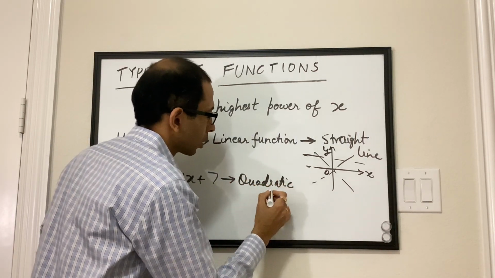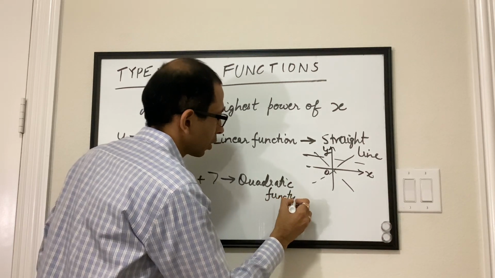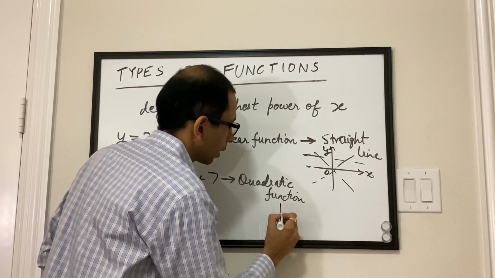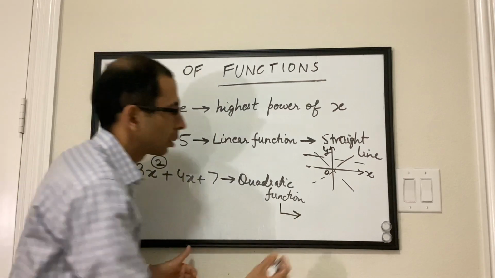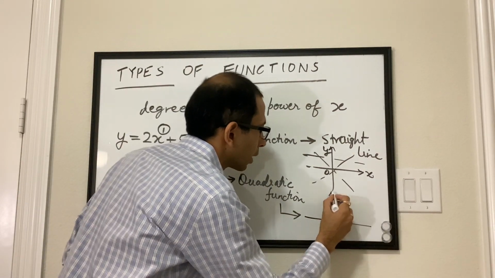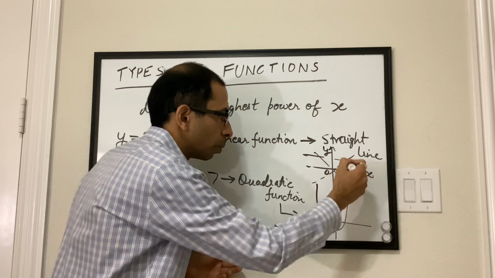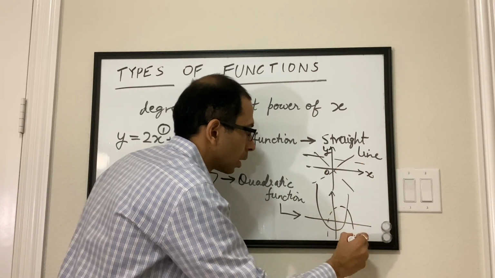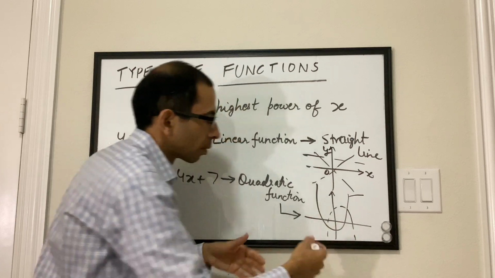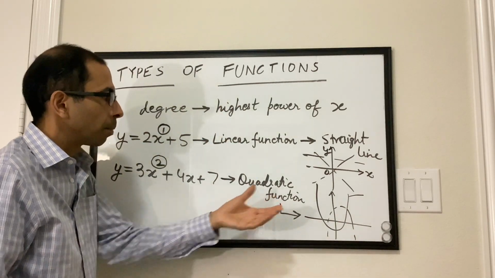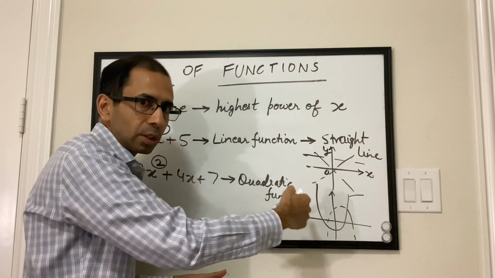And we will talk about all of these things in detail in separate sessions. And the shape of a quadratic function would be like a parabola or a necklace shape. Now again, it could be opening upwards, it could be opening downwards, it could be opening in any other way, but the shape will be of the necklace form.